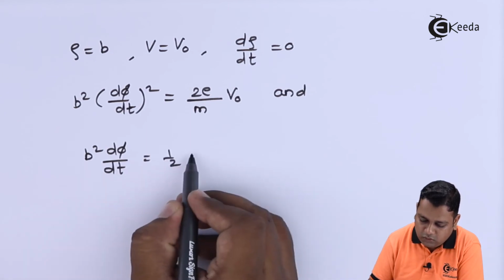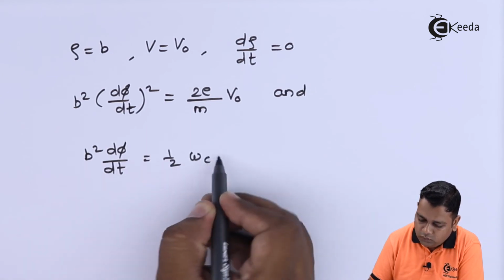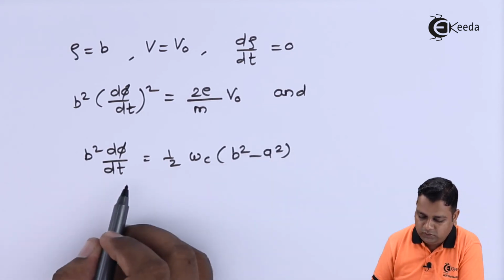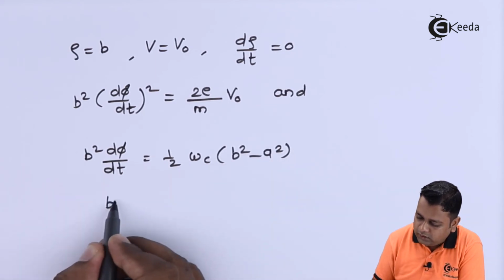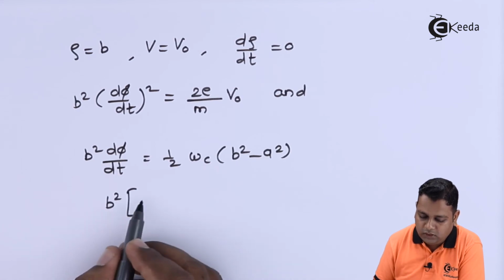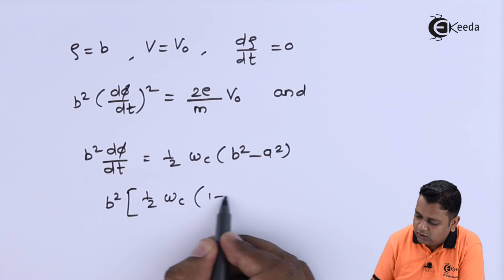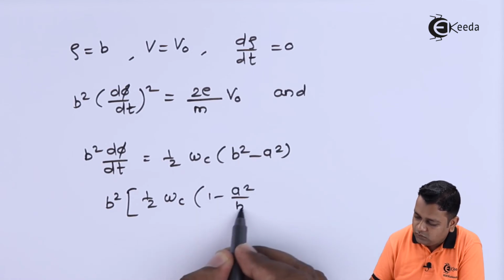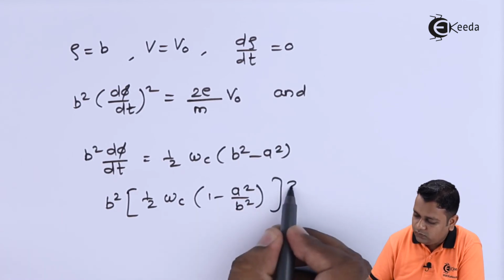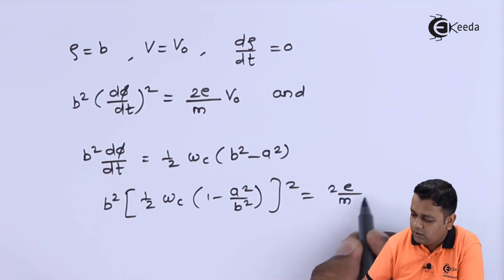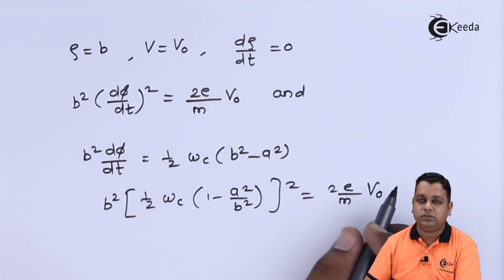Then we can have the equation in the form b square in bracket d phi by dt bracket square is equal to twice E divided by m into V0, and we can have b square d phi by dt equal to 1 by 2 omega c in bracket b square minus a square here. So finally we can write b square in the bracket 1 by 2 omega c in bracket 1 minus a square divided by b square, the square bracket is squared, is equal to twice E divided by m into V0.